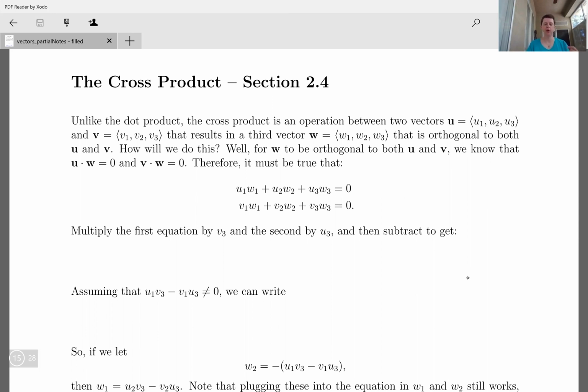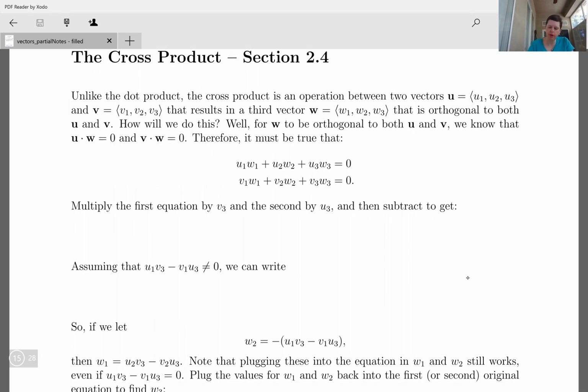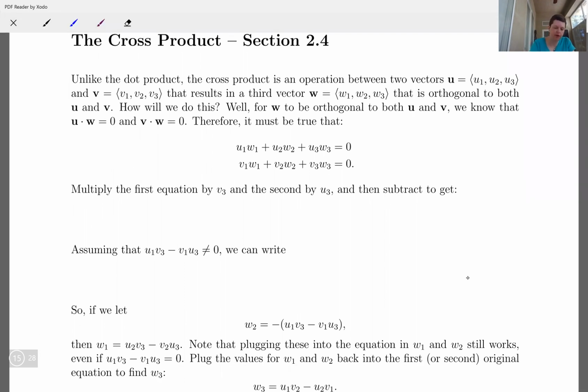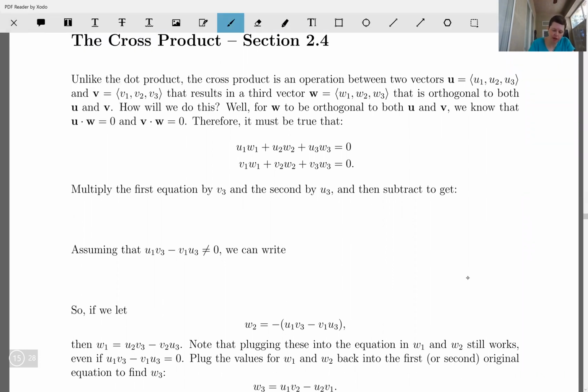Well, for w to be orthogonal to both u and v, we know that the dot product of u with w and the dot product of v with w both have to be 0, from what we've talked about in the dot product. So it must be true that this system of equations has to be satisfied. And so what we're going to do now is multiply the first equation by v sub 3 and the second equation by u sub 3, and then we're going to subtract them.